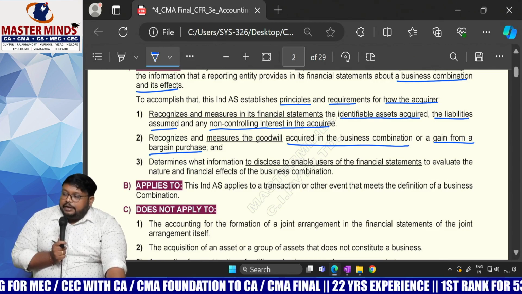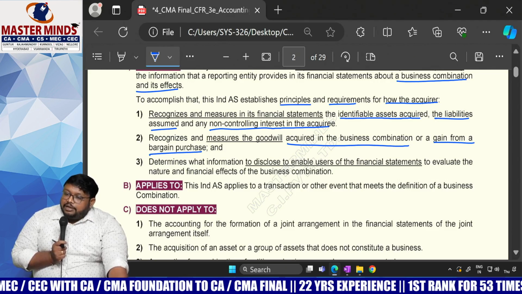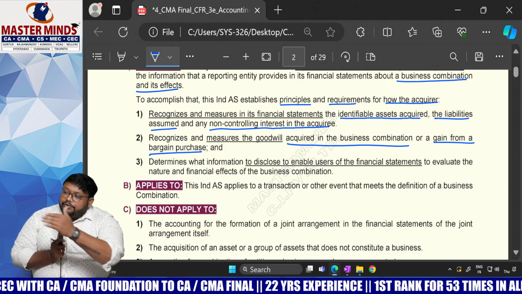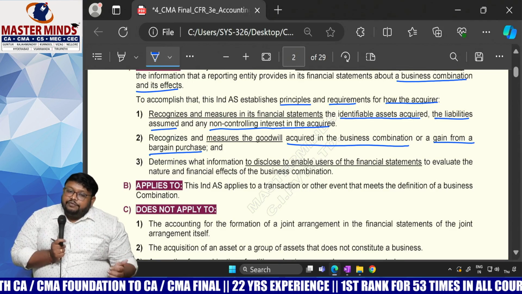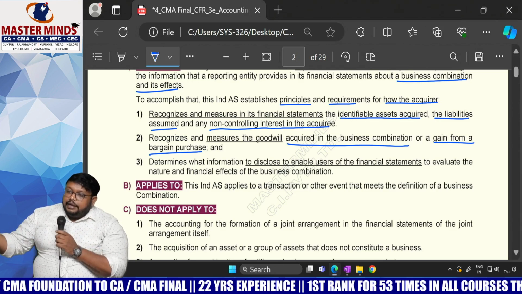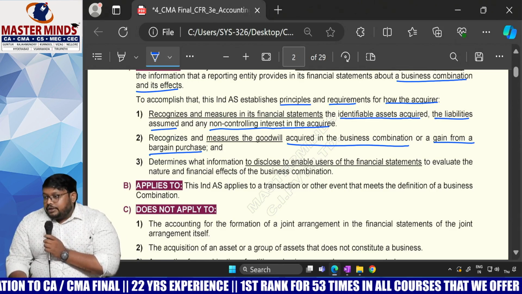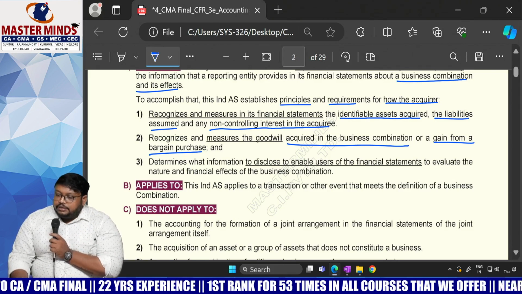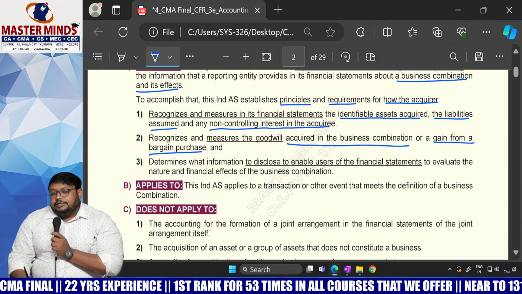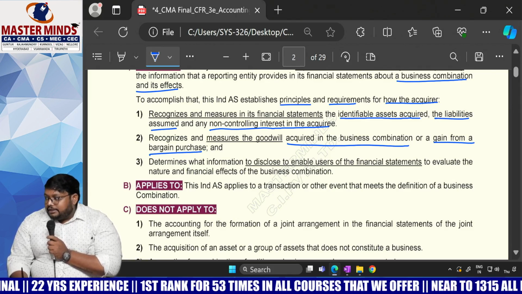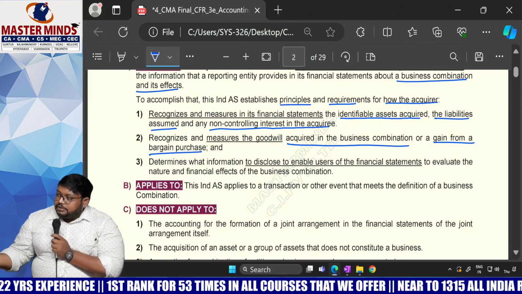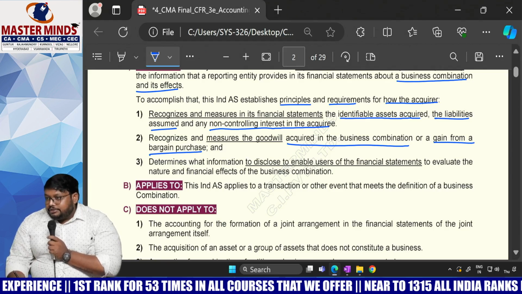First, how to recognize identifiable assets and identifiable liabilities of the acquiree company in the books of the acquirer. Acquiree company assets and liabilities, how they are recognized in the acquirer's books of accounts, and how to recognize and measure. So this standard will deal with that. At the same time, if any non-controlling interest is there, how to do accounting for non-controlling interest also, Ind AS 103 deals with it.